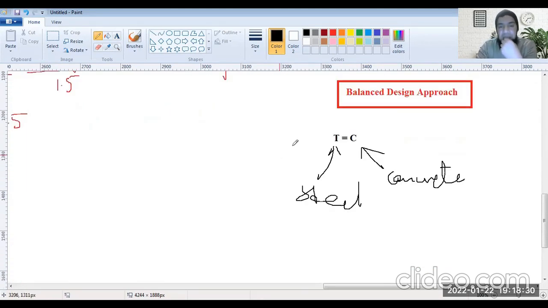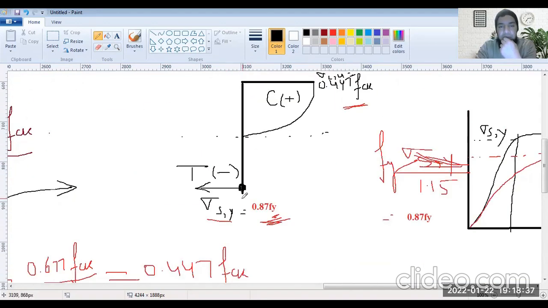So what is T? T is the tensile force. C is the compressive force. What are these? These are stresses.